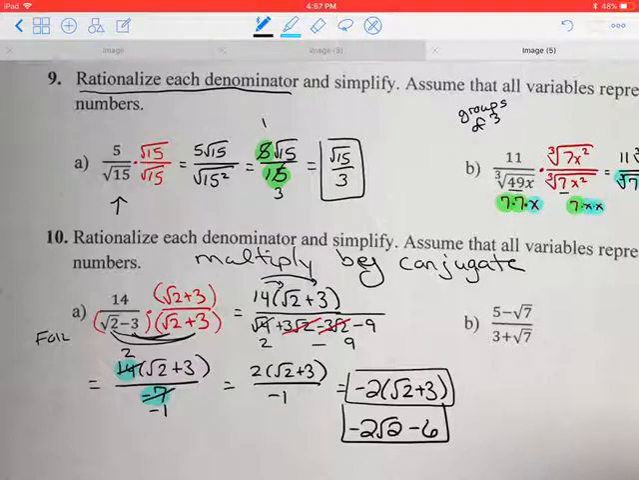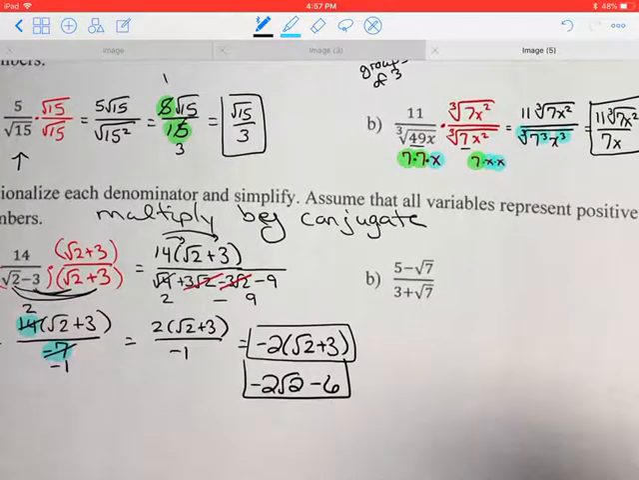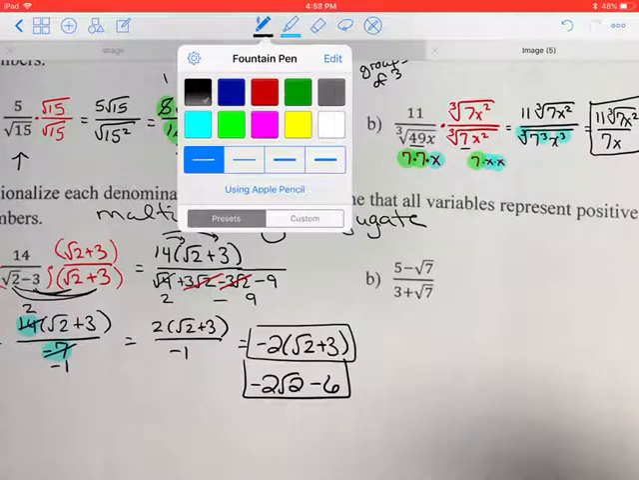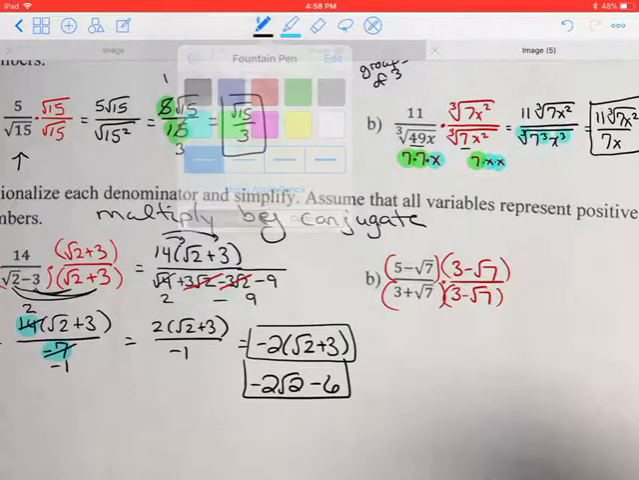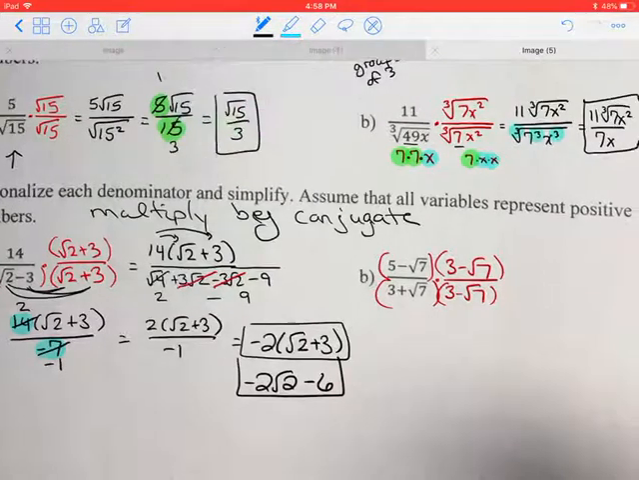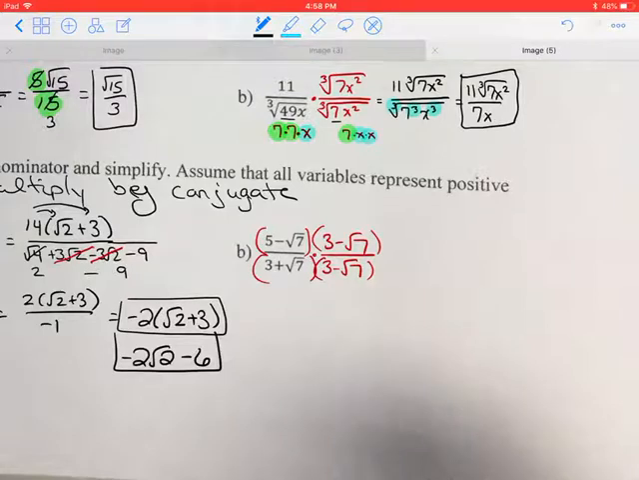All right, so let's try B. Okay, we know we want to multiply by the conjugate. So we're trying to get rid of the radical on the bottom. So we want the conjugate of the bottom, not the top. So 3 minus the square root of 7. So on this one, I'm going to have to FOIL the top and the bottom. So let me move this over.